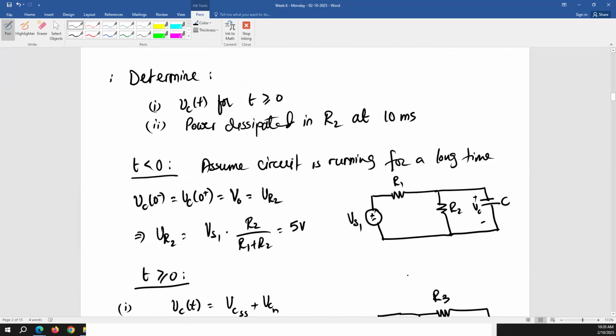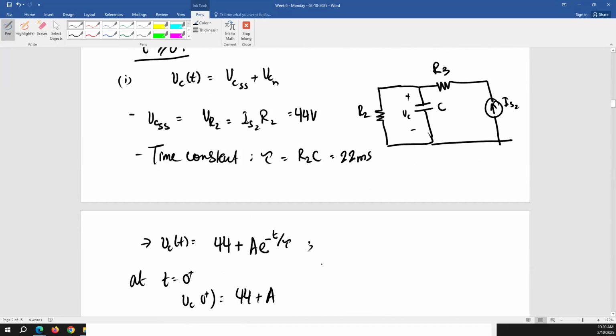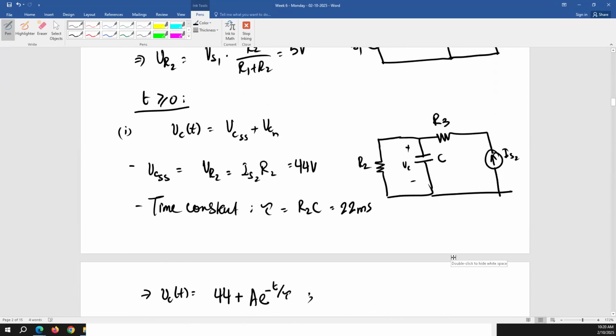Okay, second part is what? Calculate the power dissipated in R2 at 10 milliseconds. So this is our final circuit. How are we going to calculate the power dissipated in R2 at 10 milliseconds? Who's going to tell me? It's very easy. Yes, Chris. Say it again. V times what? V times I. Oh, and what is that I? Power in R2.